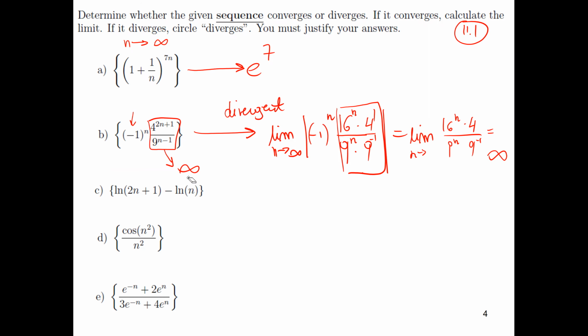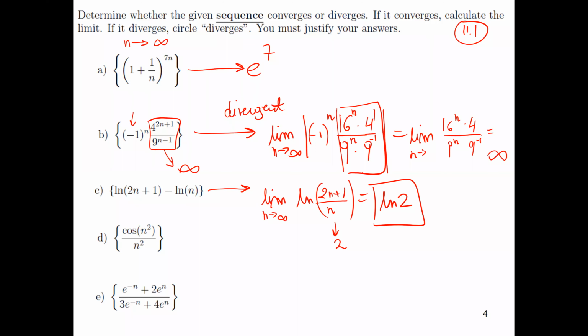Okay. This one, natural log of 2n plus 1 minus natural log of n. We know that when we're subtracting logarithms, we can divide the numbers. And that means this limit, do you know the limit? Natural log of 2n plus 1 over n, yes, correct, ln of 2. The inside limit is 2, the outside function was ln, so it converges to ln of 2. Really good. This one, cosine of n squared over n squared.